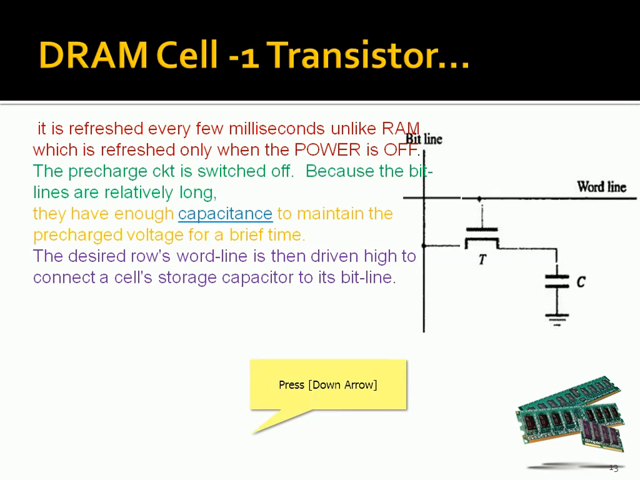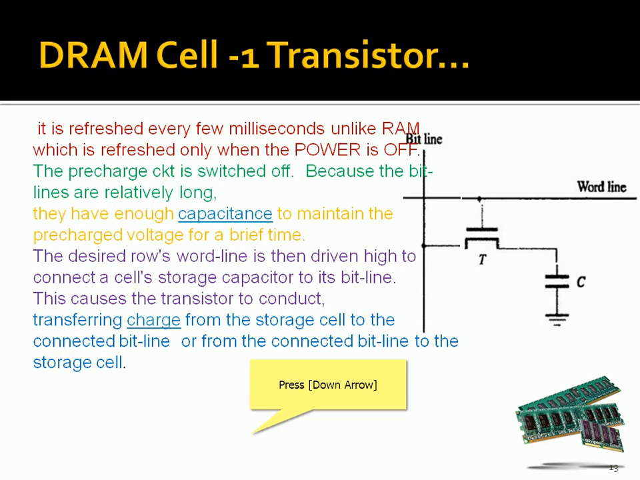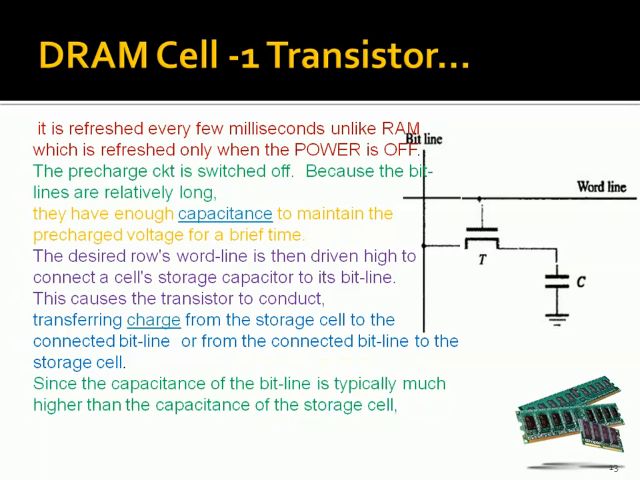The desired row word line is then driven high to connect a cell storage capacitor to its bit line, right? So the word line is connected to the cell storage capacitor and bit line. Charge is transferred from the storage cell to the connected bit line, or from the connected bit line to the storage cell. So this can happen, transferring charges from the storage cell to the bit line and vice versa.